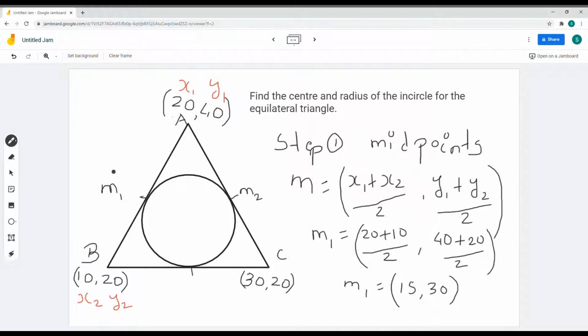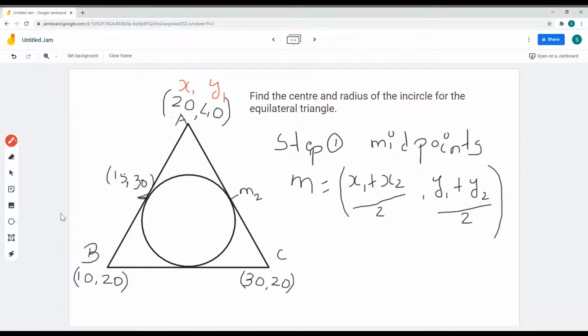and write the measurements as 15 and 30. So this is going to be done exactly the same with M2, except that your x2 and y2 change to this variable. So I'll go ahead and do that now. To find my M2, the first thing I'm going to do here is write this variable as my x2, y2. Let me change the ink.